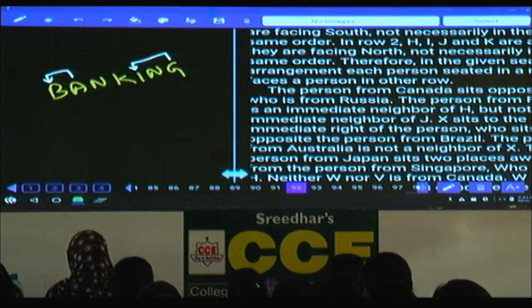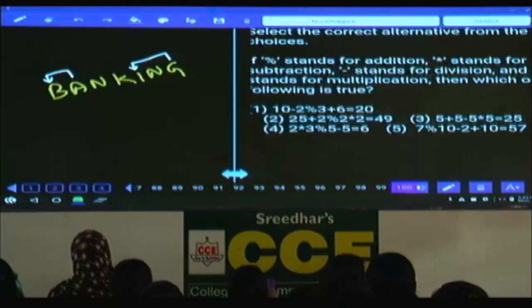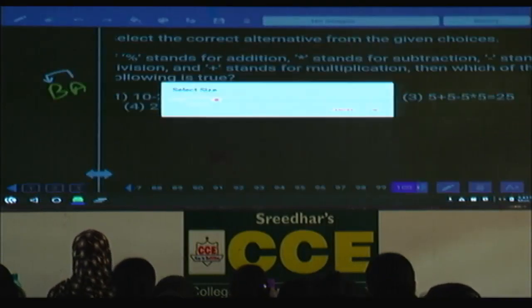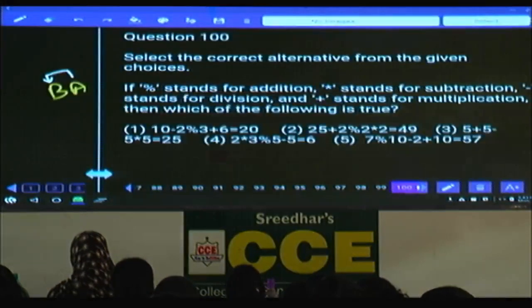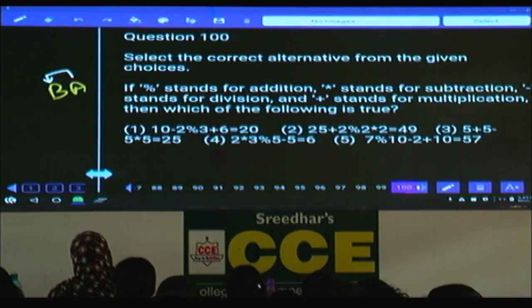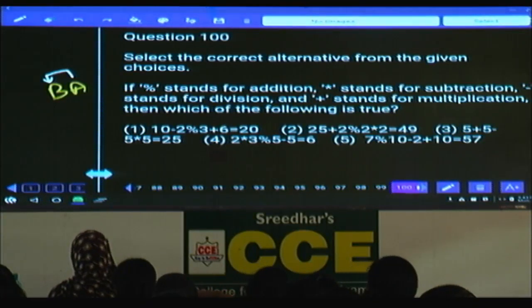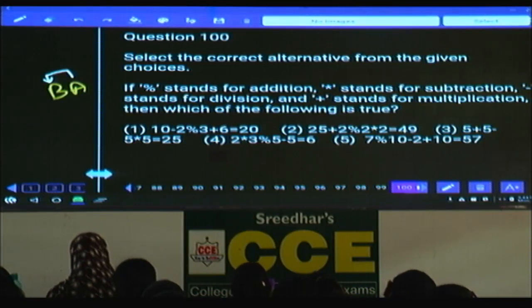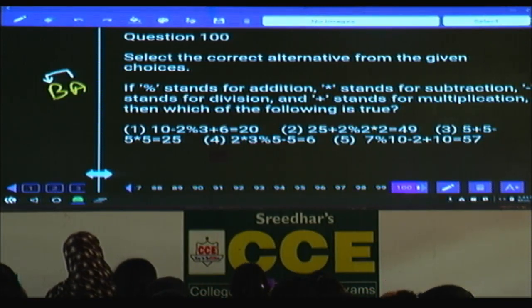Then question number 100. Tell me what information we have for this question number 100. Now plus stands for what? And percentage stands for addition and so on. Then which of the following is definitely true? Okay? Tell me the first one: 10 minus. Minus stands for what? Minus stands for division. 10 divided by 2 is 5.